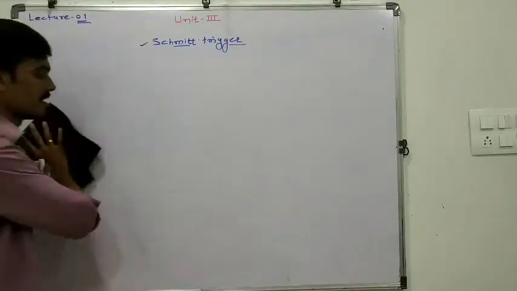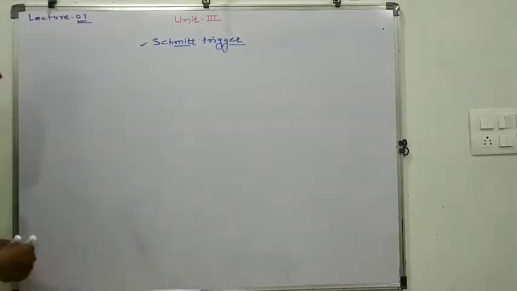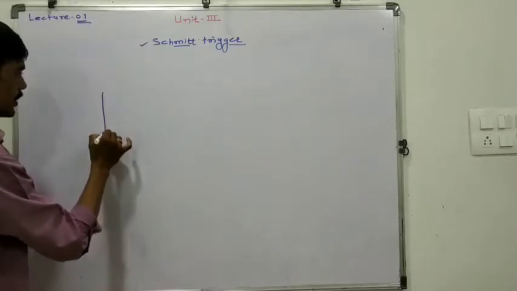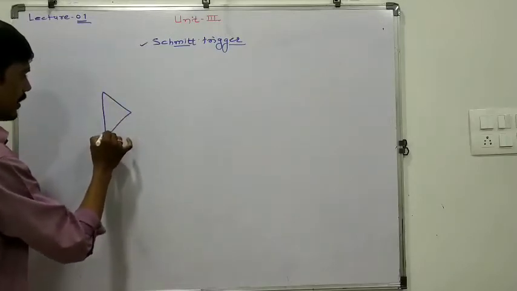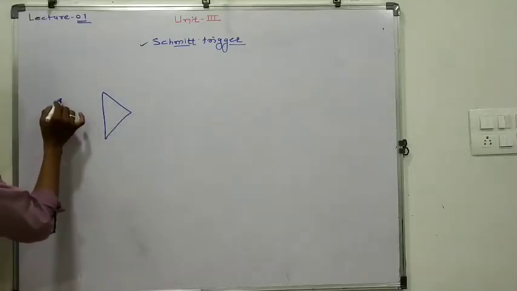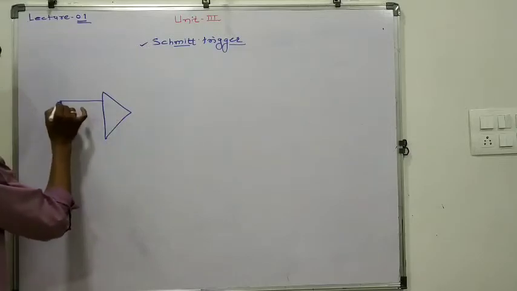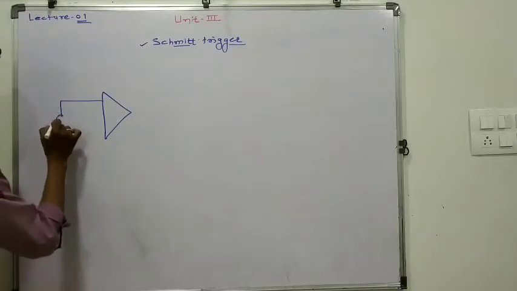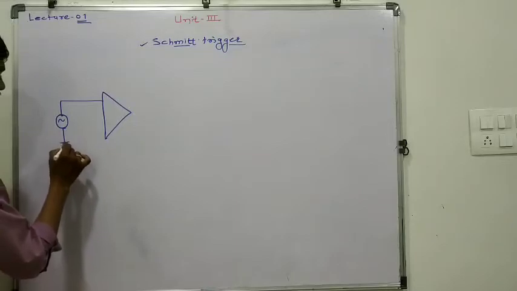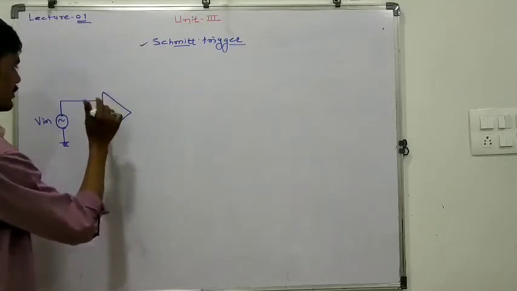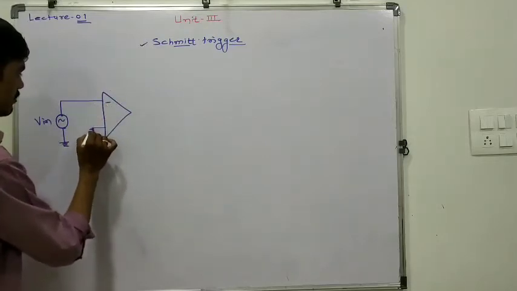So let's start with the circuit diagram of the Schmitt trigger circuit. As we know, the comparator just compares the input with the reference voltage. Similarly, here also we have to provide some reference voltage. Now we are talking about the Schmitt trigger circuit. So this is a simple circuit diagram.